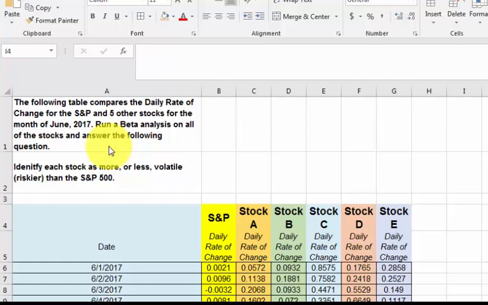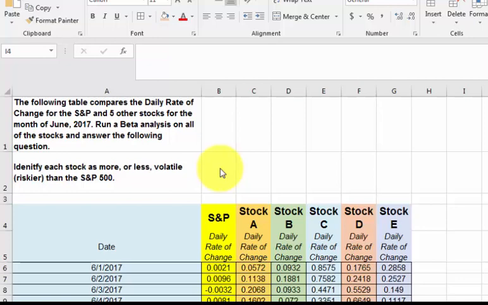Beta testing a stock is simply a correlational model that we turn into a best fit line. And if the absolute value of the slope of that line is greater than 1, that means that stock is more volatile. What that means is it's riskier. It goes up higher and lower than the S&P 500 stocks.